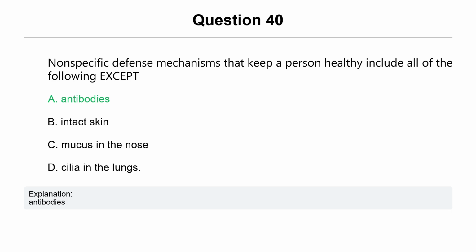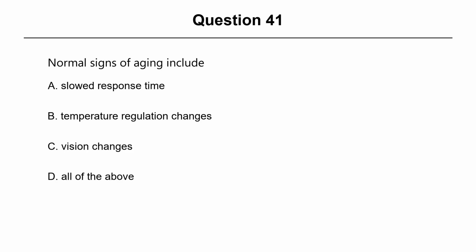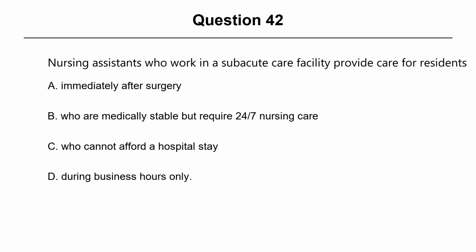Question 41. Normal signs of aging include option A, slowed response time, option B, temperature regulation changes, option C, vision changes, option D, all of the above. The correct answer is option D, all of the above.